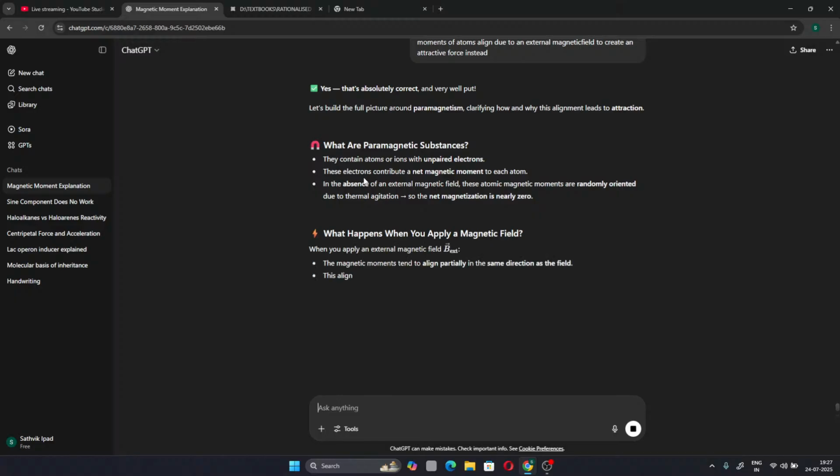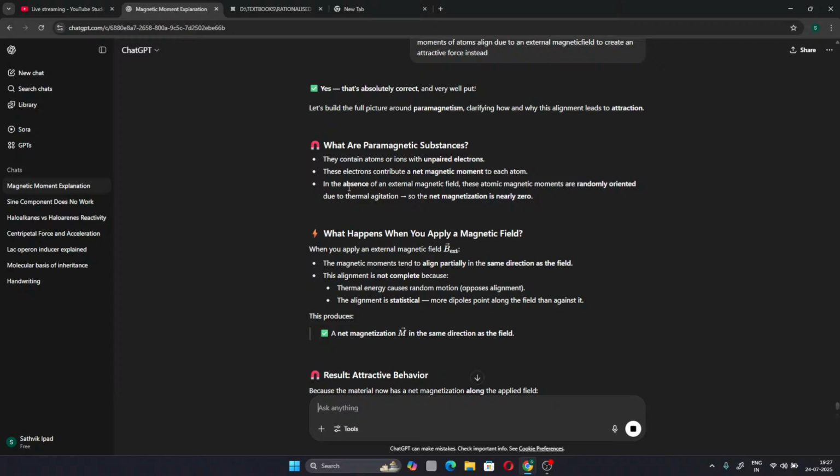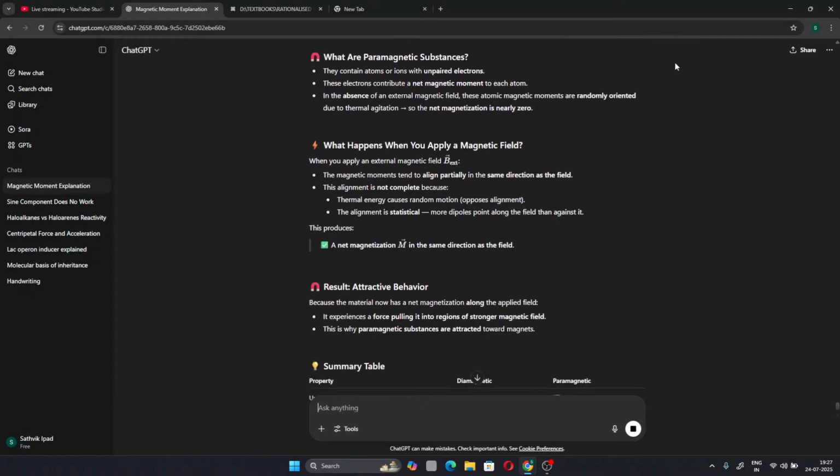They contain atoms with unpaired electrons. These electrons contribute a net magnetic moment to each atom in the absence of an external magnetic field. These atomic magnetic moments are randomly oriented due to thermal agitation. So the net magnetization is nearly zero.